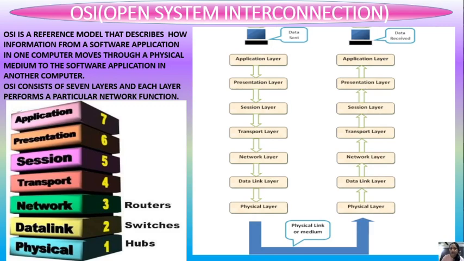So here on the right side one image is given. You can see there are two PCs in the upper side of the image. The first PC is used to send the message and the second PC is used to receive the message. It is written there, data sent and data received. At the bottom of this right side image you can see physical link or medium. So this structure shows OSI, Open System Interconnection.